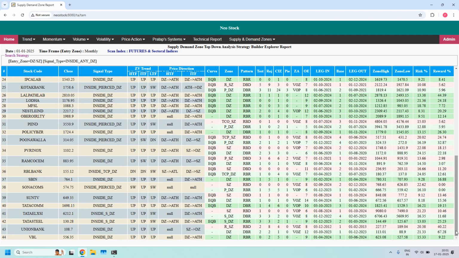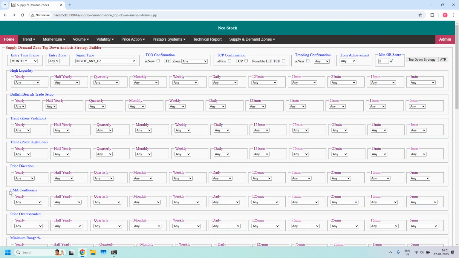So total 44 stocks are filtered. And we can reduce this list by adding the high probability parameter, monthly EMA confluence, to the monthly demand zones. Let me set the filter. In the EMA confluence at monthly time frame, I am setting the filter: monthly demand zone having monthly EMA confluence.